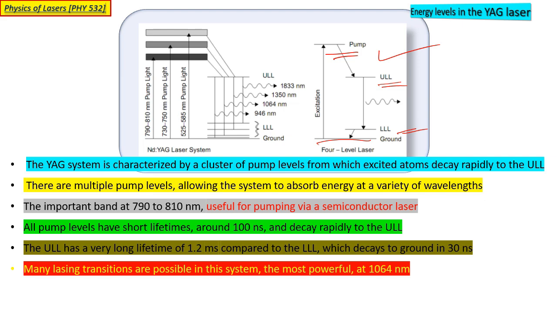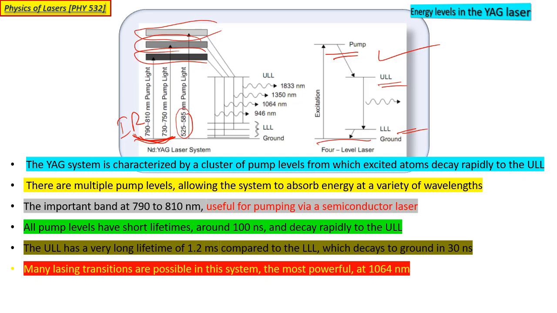What you see here in case of YAG, the pump bands here are 780 to 810 nanometer, that is the IR region, 730 to 750, this is also the IR region, and 525 to 585, that is the green and yellow region, and so on. So mostly we use the flash lamp to pump the YAG, and it covers this portion very easily, the krypton flash lamp, as I mentioned in my previous lecture.